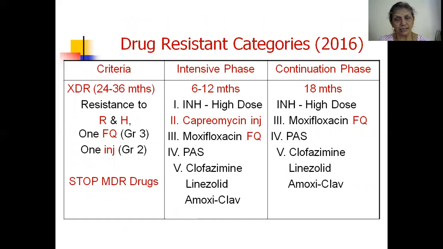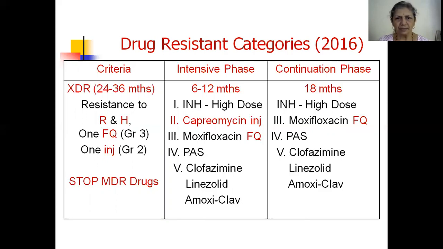The last and the most serious type of drug resistance is extensively drug resistant tuberculosis, where there is resistance not only to rifampicin and INH, but also to one fluoroquinolone and to one injectable drug. And when this is even suspected, if XDR-TB is suspected in a patient on MDR treatment, we immediately stop the MDR drugs to prevent further emergence of resistance. We have to immediately stop the existing schedule of MDR drugs and we change the drugs to others.